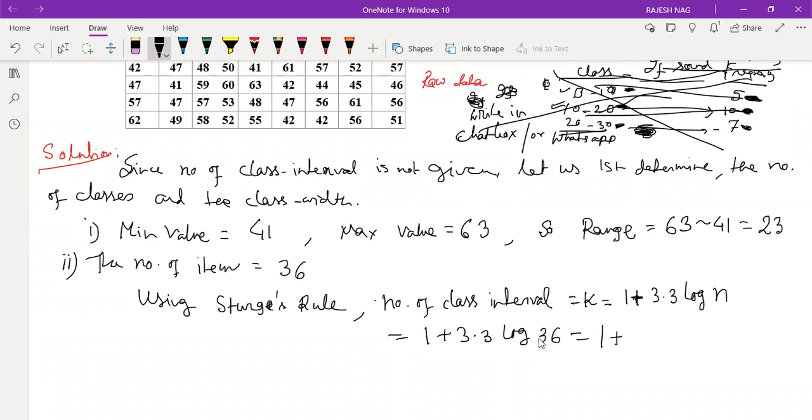So why have you written 3.3? 3.3 is represented by the Sturges rule. Sturges found this theorem formula. So this is the formula. Exam. Okay. This is the formula.